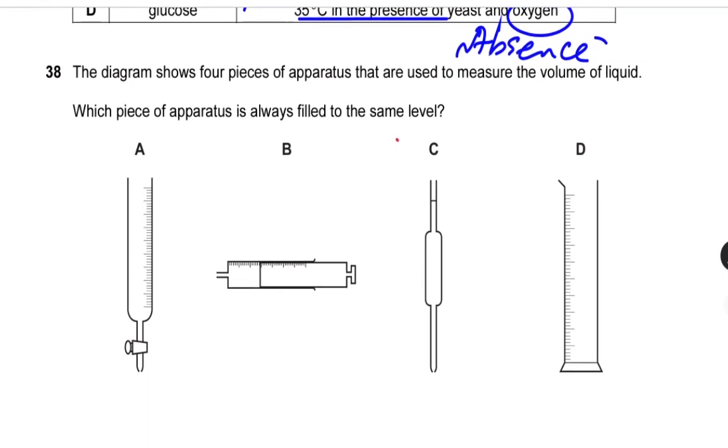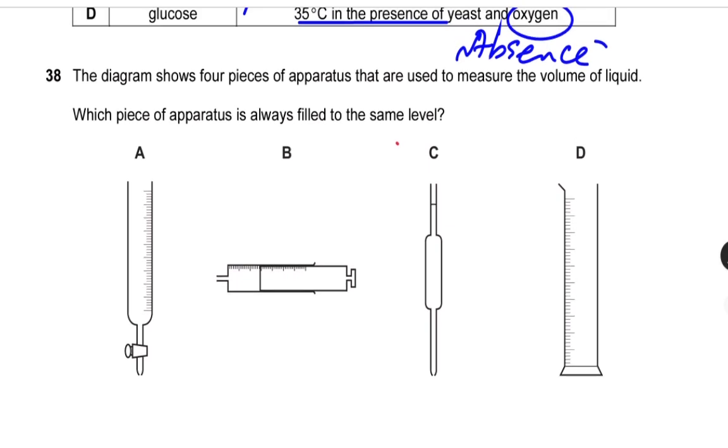Question number 38. The diagram shows 4 pieces of apparatus that are used to measure the volume of liquid. Which piece of apparatus always fills to the same level? So very easy. For the same level, C is the correct option because the same level is here.